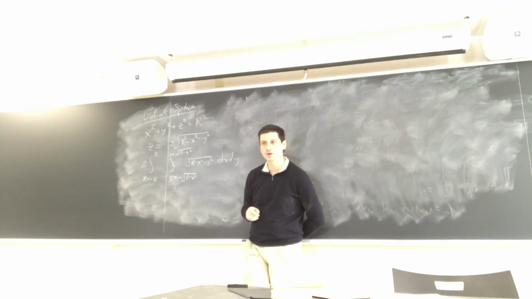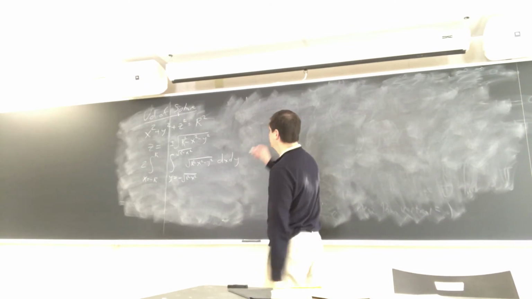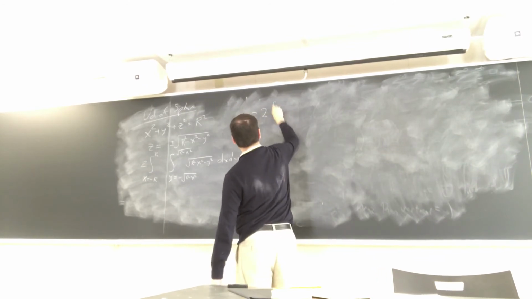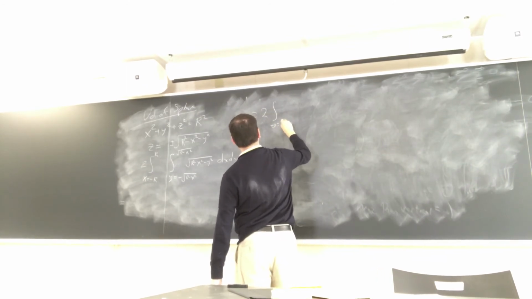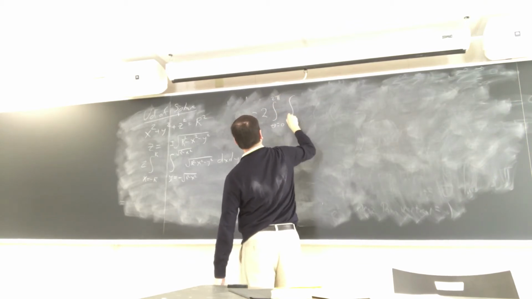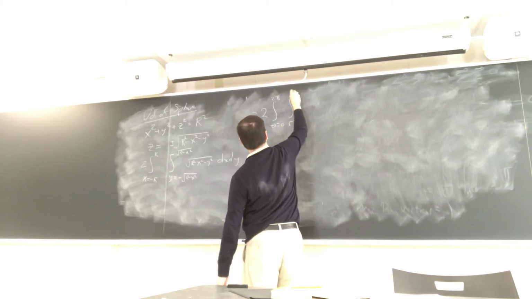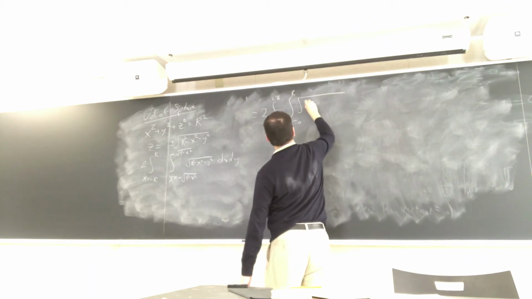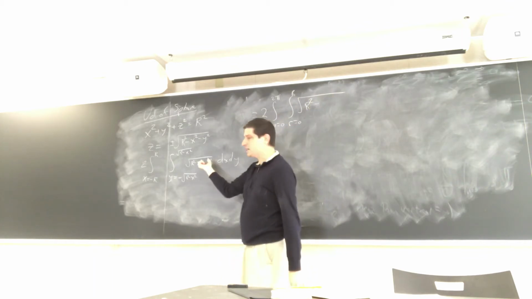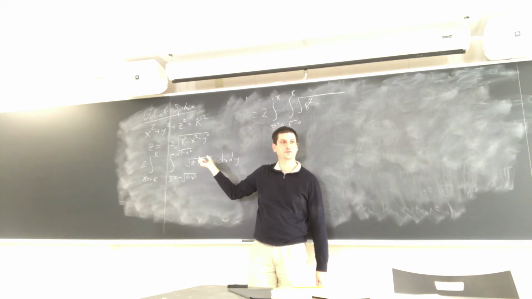We want to switch to polar coordinates. What would this look like in polar coordinates? In polar coordinates, it would be 2, and now you would have theta goes from 0 to 2 pi, little r goes from 0 to big R, the square root of r squared. Now, what is x squared plus y squared in polar coordinates?